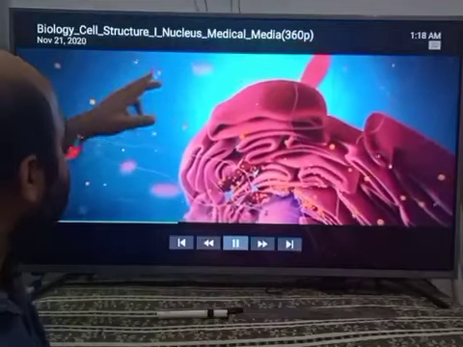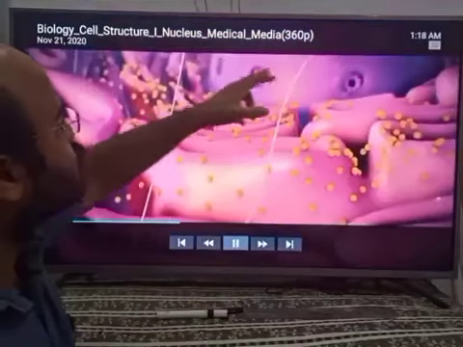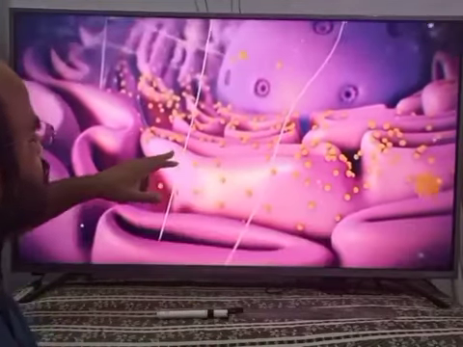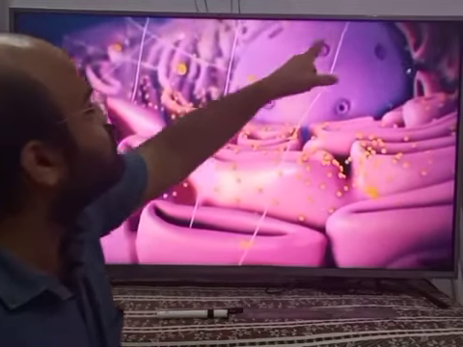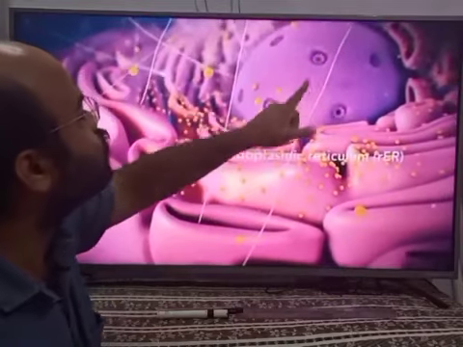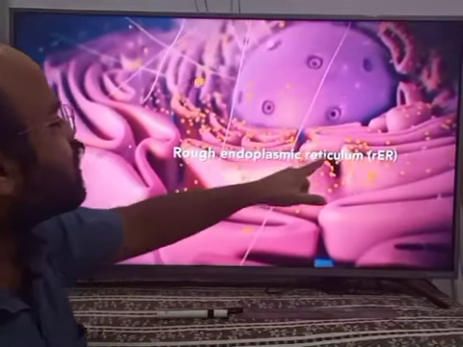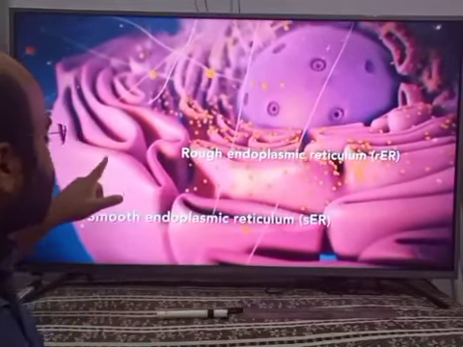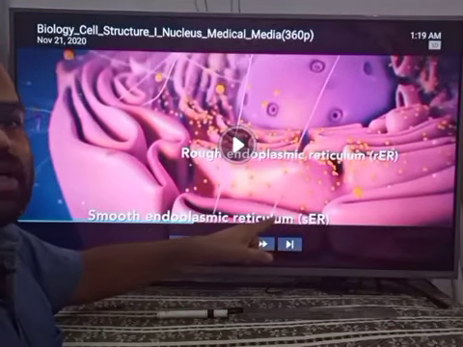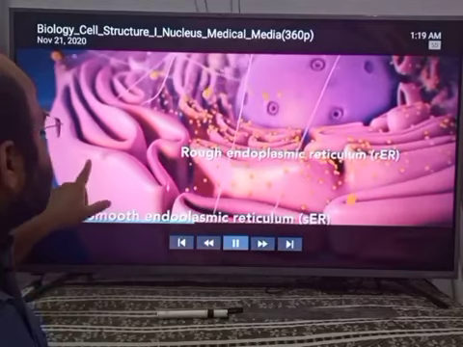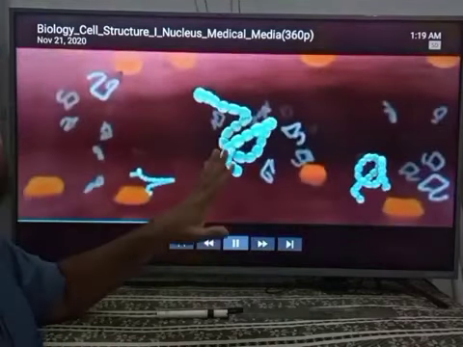Okay, this is the cytoplasm. See how the cytoplasm looks. These are the endoplasmic reticulum. Which endoplasmic reticulum? Rough endoplasmic reticulum. This is the nucleus. See, through the nuclear pores several particles are coming out. This is the rough endoplasmic reticulum. This is the smooth endoplasmic reticulum. What is it? The endoplasmic reticulum which does not have ribosomes attached.